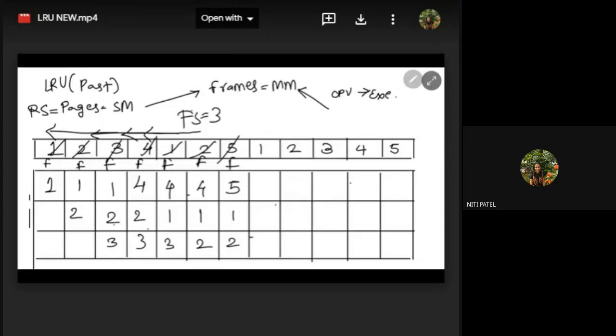Now to load 1, since 1 is already there, so copy it as it is along with other 2 pages with a page hit.